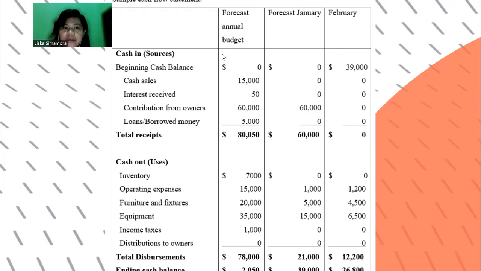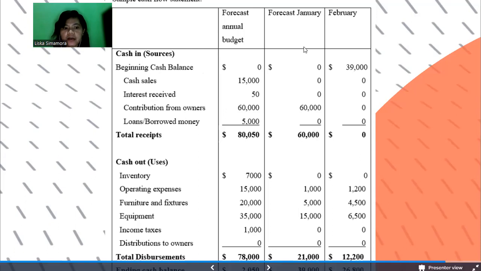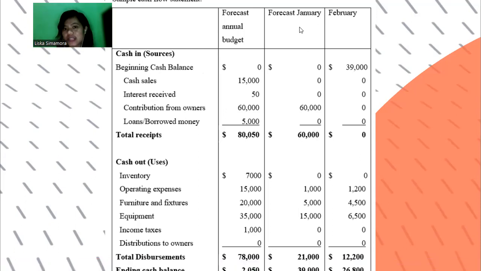The number is here, and the value for cash in is 80,050 in the forecast annual budget. In forecast January, they don't have cash sales and they don't have the interest received, so they only have 60,000. And here, in beginning cash balance, they have 39. Where is this 39 taken from? The ending cash balance in forecast January.